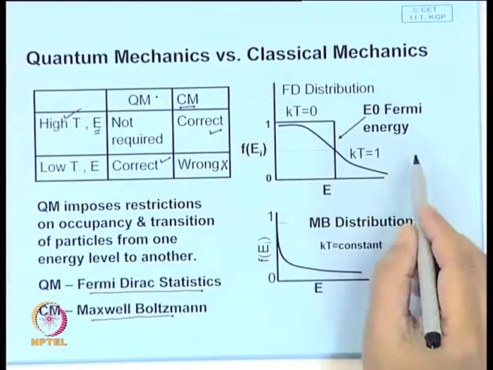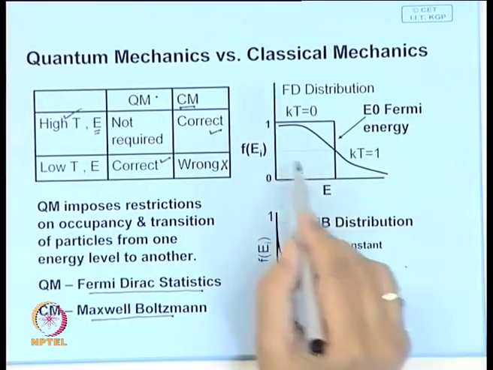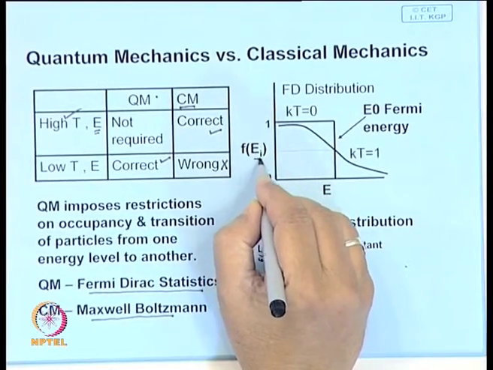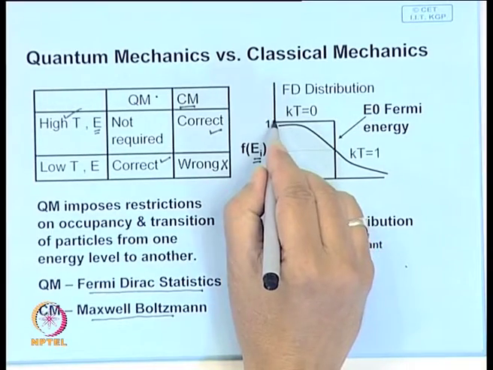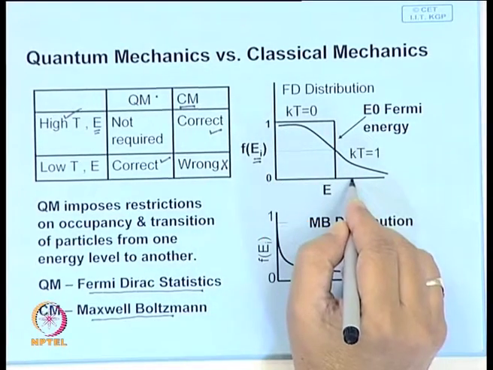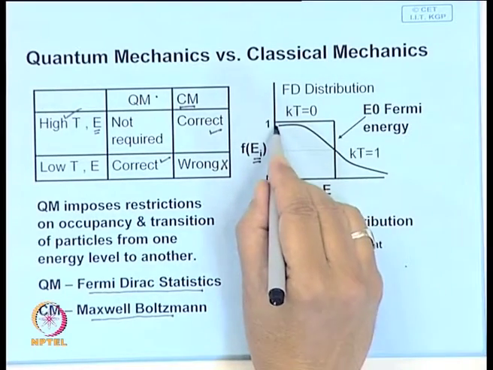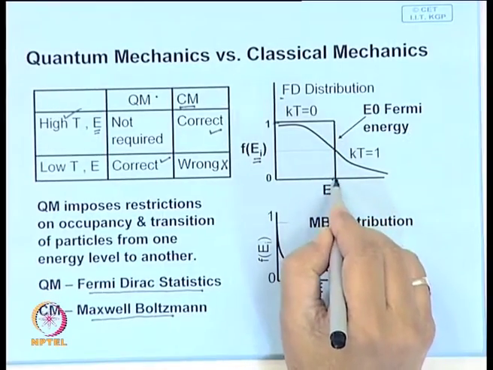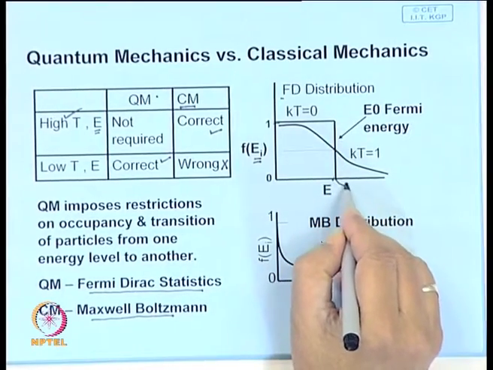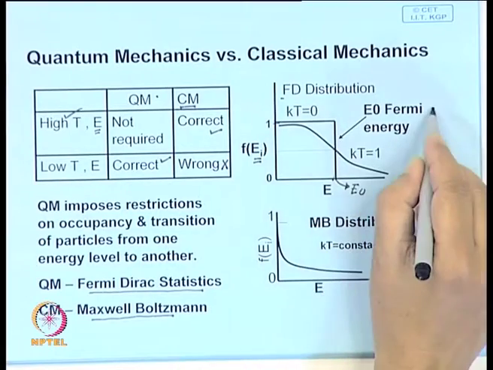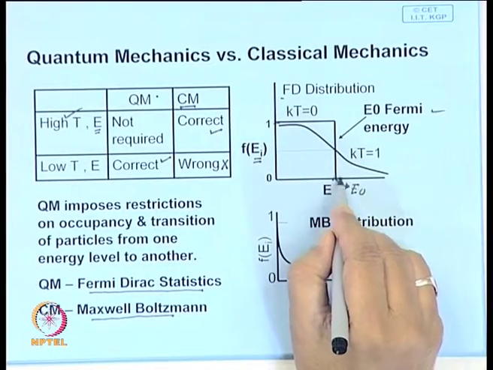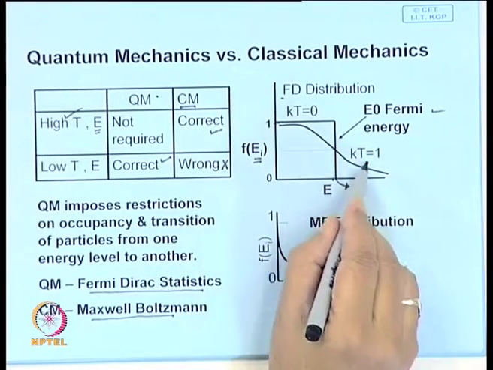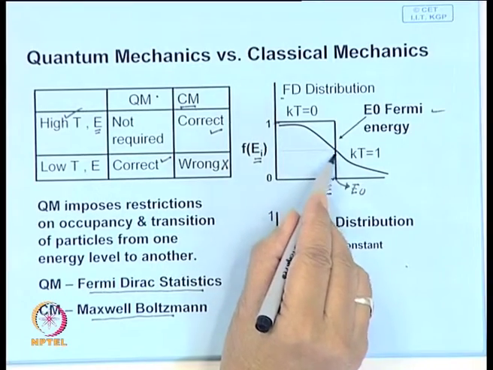And the difference between the two is shown in this diagram. This is the probability that an energy level E_i is occupied. 1 means it is fully occupied, 0 means it is vacant, and at absolute 0 the Fermi-Dirac distribution will look like this. So, beyond an energy level, say E naught, which is called Fermi energy, there is no electron in the band, whereas at higher temperature the distribution will be something like this.